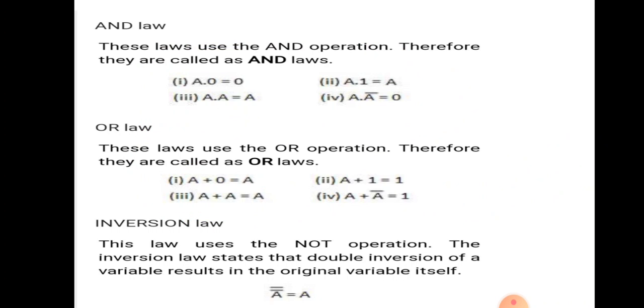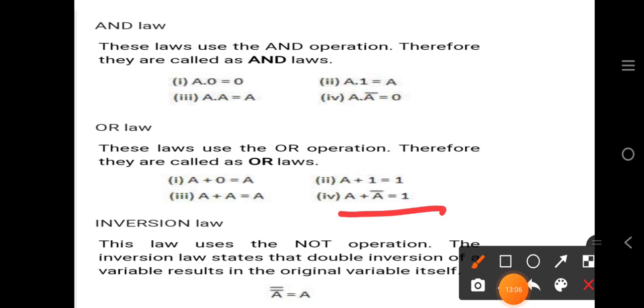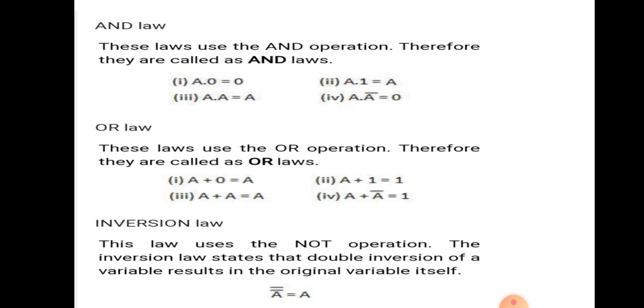So this is the third law, and the fourth law is A plus A bar. A bar is the inverted A. A plus A bar is A. These two laws are very important. So this is about the AND law and OR law.